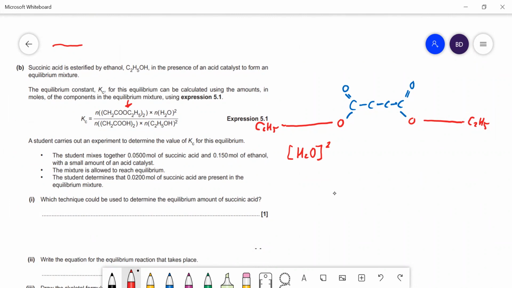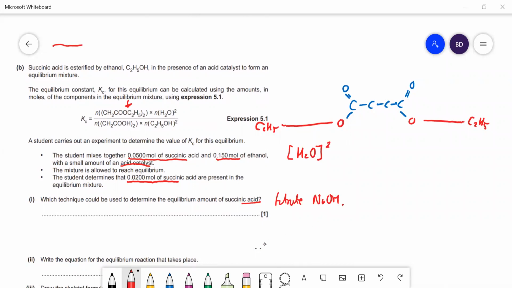Why? Right. What technique? A student carries out an experiment to determine Kc. So he mixes some succinic acid with the ethanol, adds a bit of acid catalyst, lets it reach equilibrium, leaves it, and at equilibrium he finds out that much succinic acid is left over, so we should be able to work out the moles of ester and stuff. What technique could you use to determine the equilibrium amount of succinic acid? Well, it's an acid, so we could titrate against sodium hydroxide.